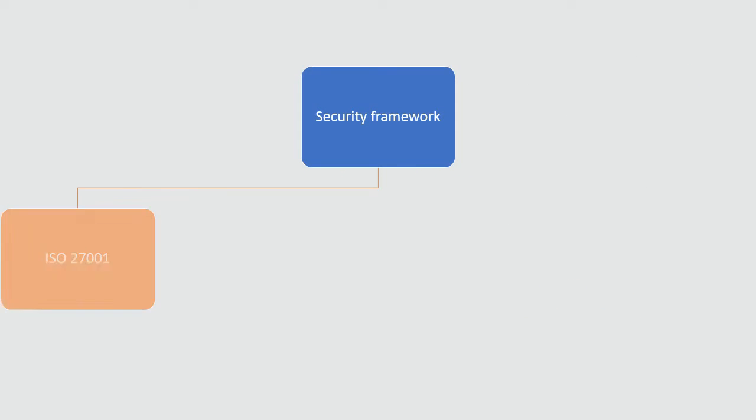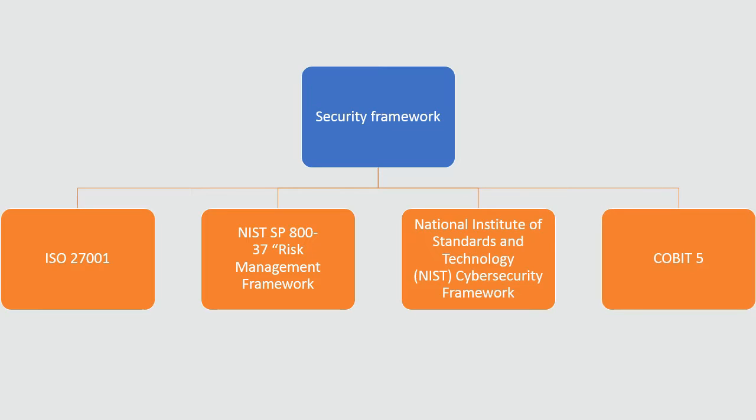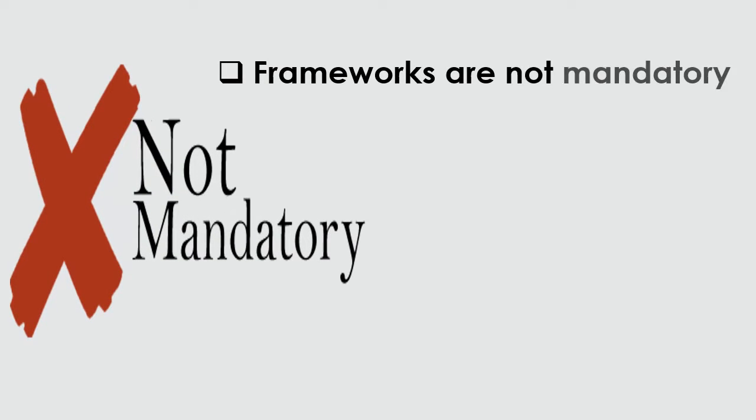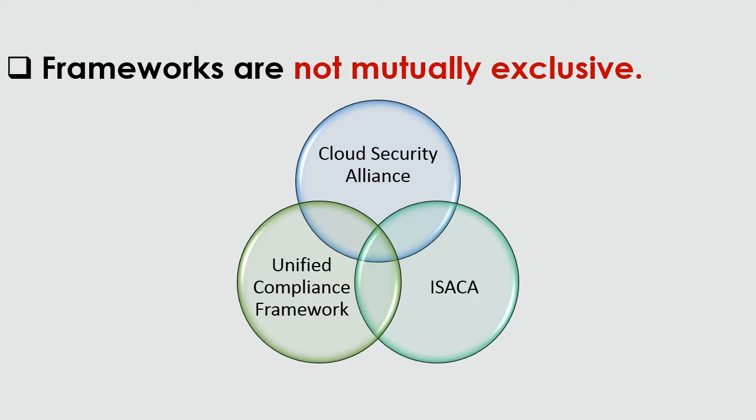Security frameworks are ISO 27001, NIST SP 800-37 Risk Management Framework, National Institute of Standards and Technology (NIST) Cybersecurity Framework (CSF), and COBIT 5. Frameworks are not mandatory. Frameworks are not mutually exclusive.